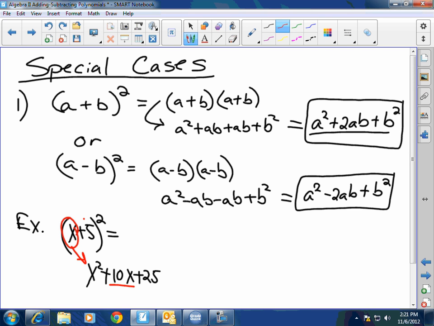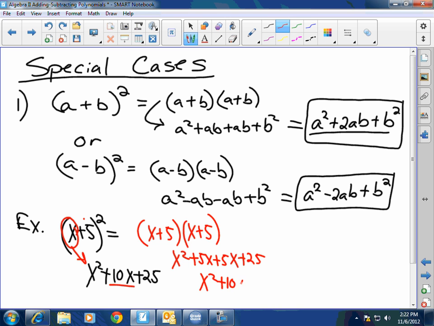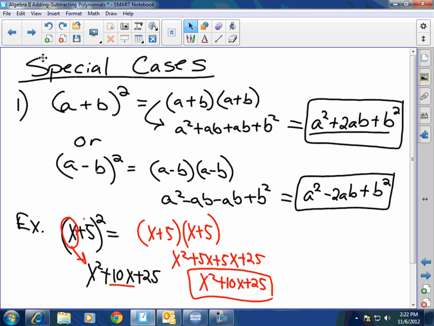But a lot of people don't see that immediately, and that's okay. Do it the long way. x plus 5 times x plus 5. x times x is x squared. x times 5 is 5x. 5 times x is 5x. And 5 times 5 is 25. So I've got x squared plus 10x plus 25. And that is my answer. Does that make sense, guys?